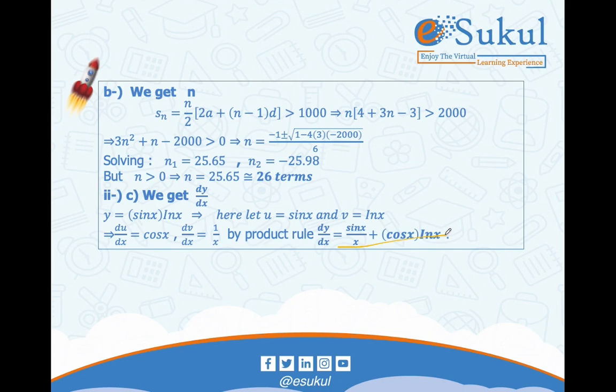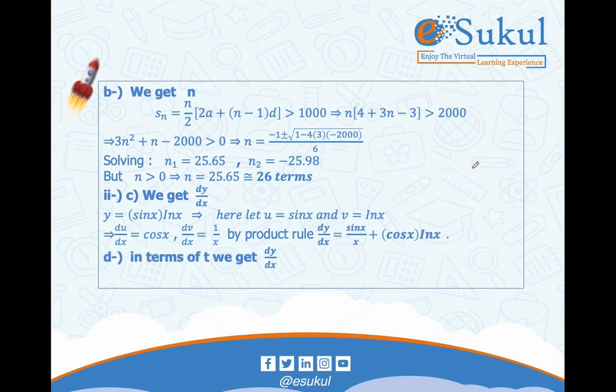Remind ourselves of the product rule, which says that dy on dx is u dv dx, let's say v prime, plus we have v u prime, where u prime is du dx and v prime is dv dx.